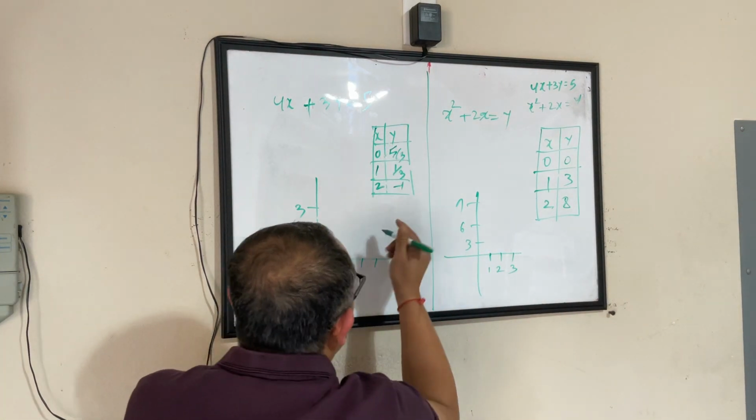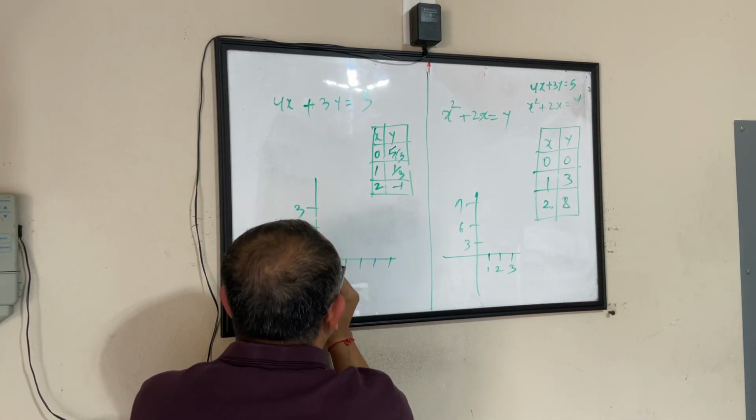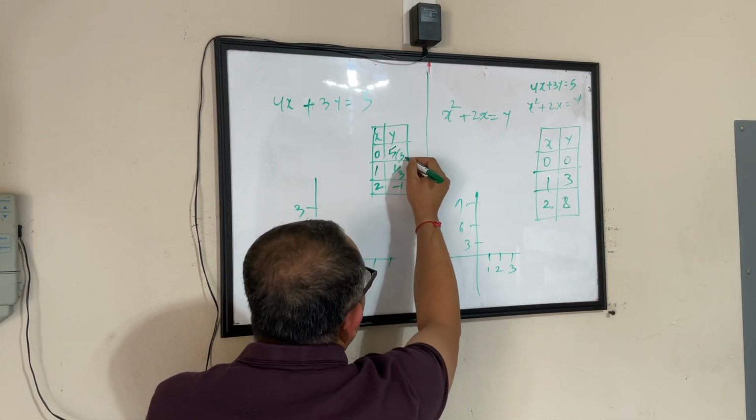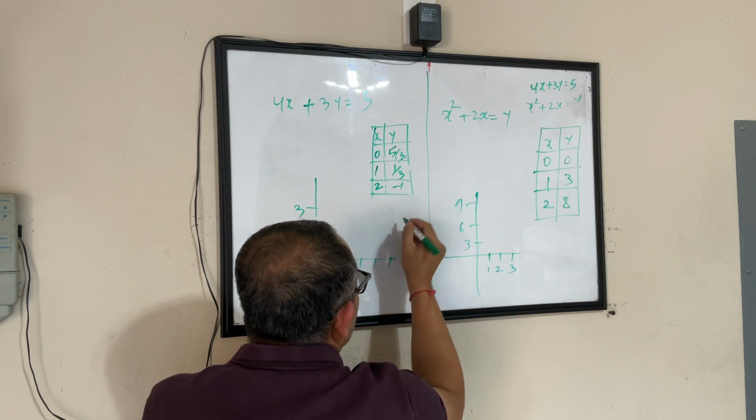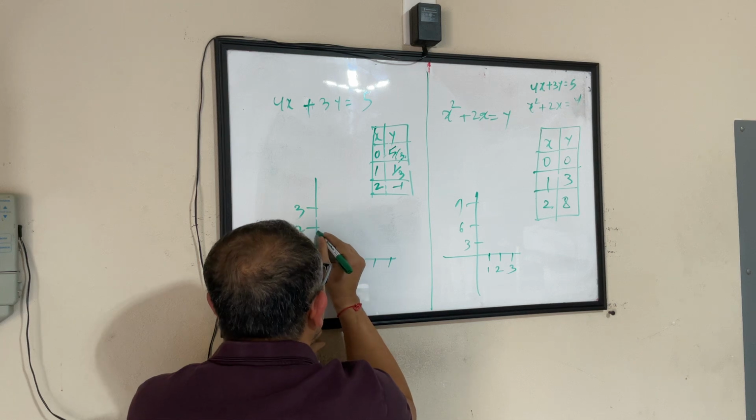When I'm picking up this one, 0 and 5/3. So when x is 0, y is 5/3. 5/3 is a little less than 2, right? 6/3 is 2. So a little less than 2, somewhere here.